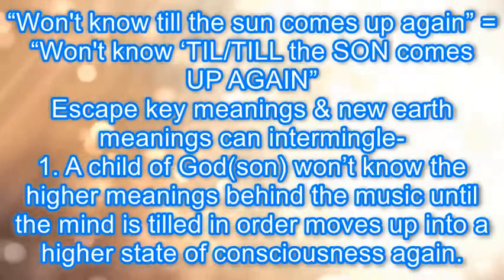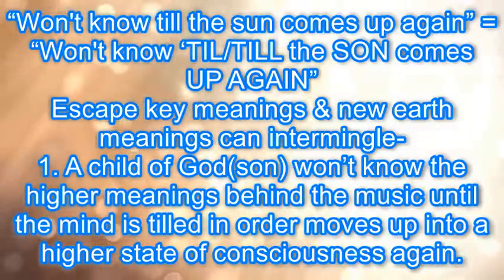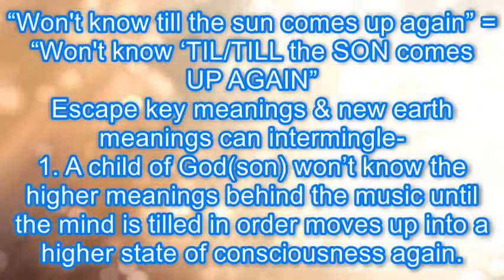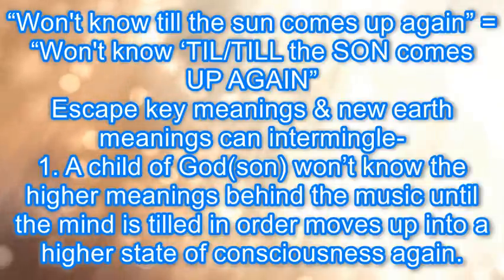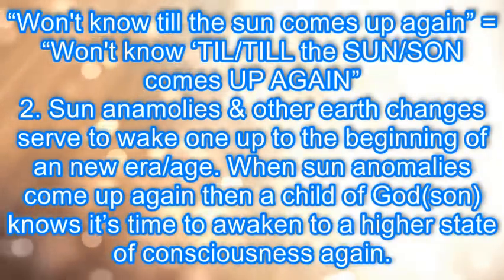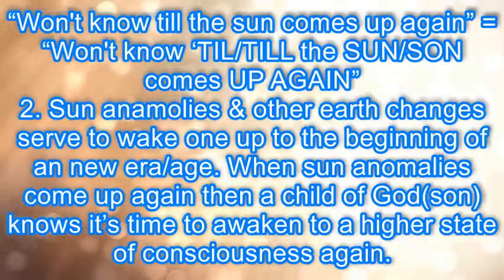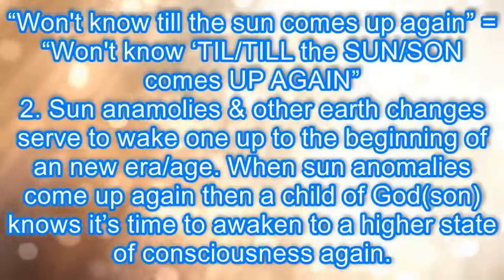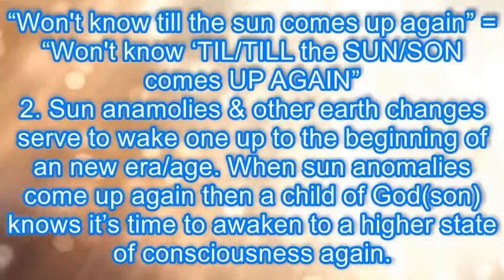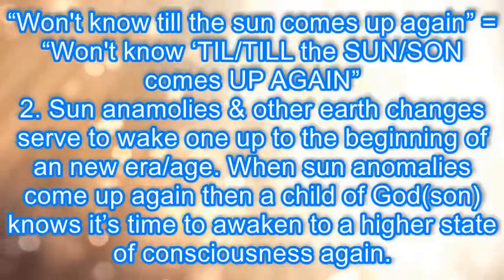But yeah, so the new earth higher collective consciousness meaning was basically saying that a child of God won't know the higher meanings behind the music or really any of the retrocausality language transmissions until the mind is tilled or trained to move up to higher states of consciousness again. And then the other transmission was about how the sun anomalies and other earth changes can serve as a means to wake us up to the end of this age and the beginning of a new one in terms of mankind's spiritual evolution. So the second meaning was basically talking about when sun anomalies come up again, then a child of God knows it's time to awaken to a higher state of consciousness again.